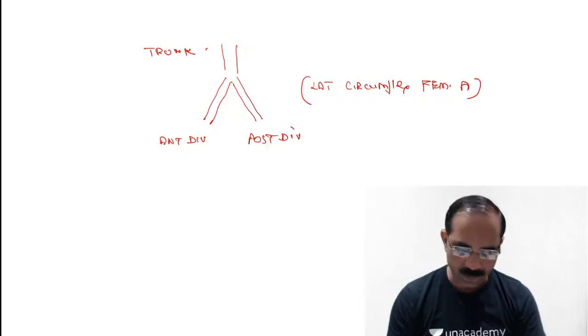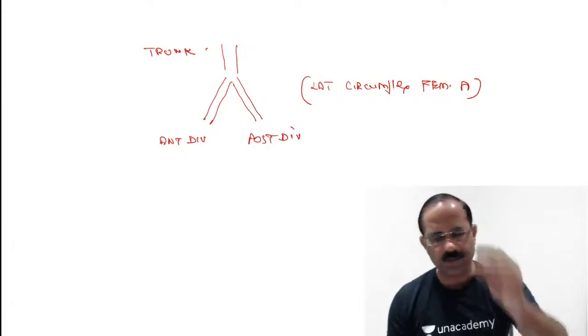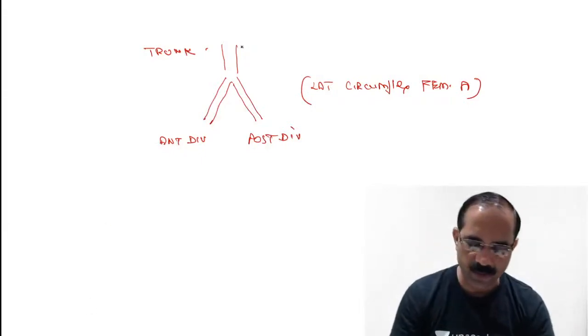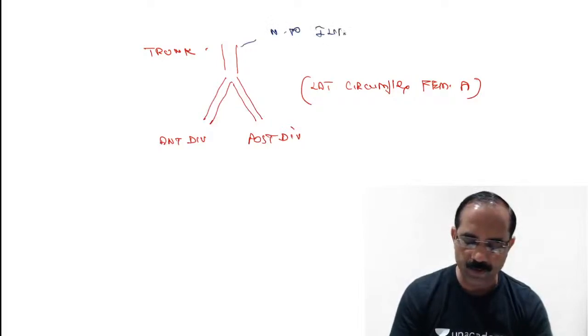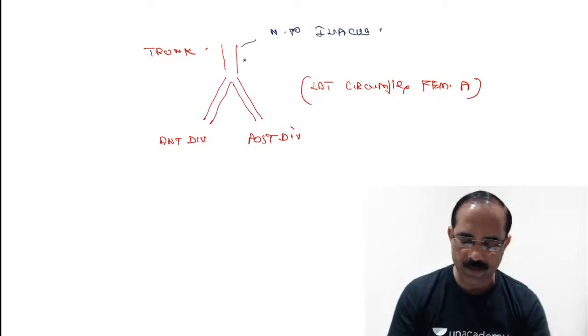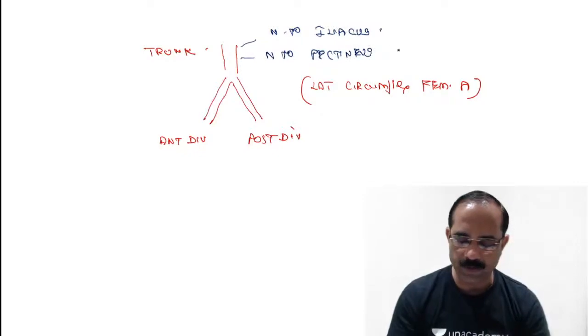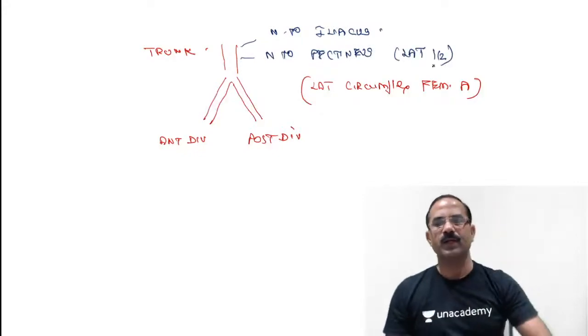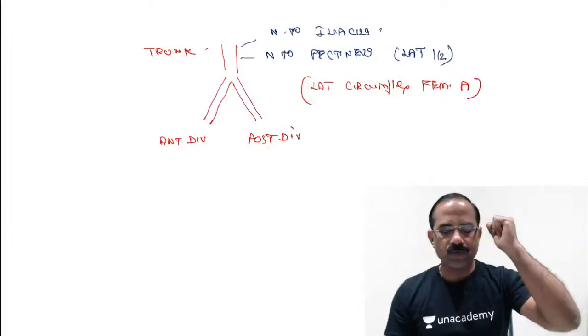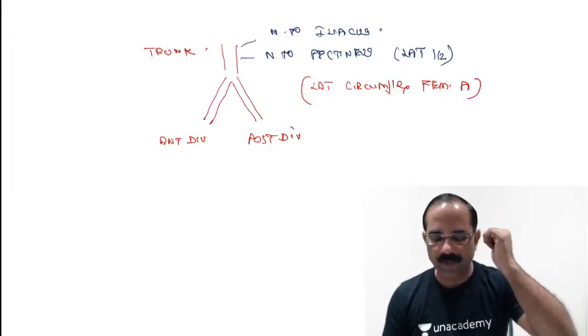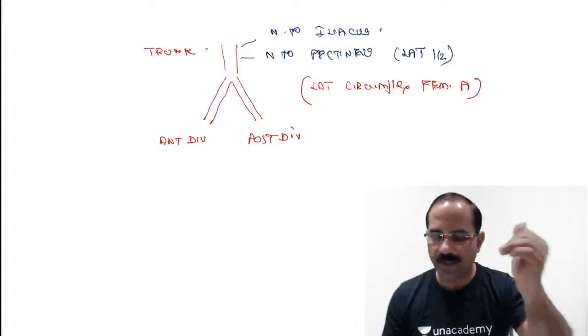Now, what are the branches from the trunk of the femoral nerve? Students, this is a very easy way to understand the femoral nerve. Branches from the trunk. One is nerve to iliacus, and the second one is nerve to pectineus. Now, which half of pectineus is it? Lateral half. So, what are the branches from the trunk of the femoral nerve? One is nerve to iliacus and the second one is nerve to pectineus.